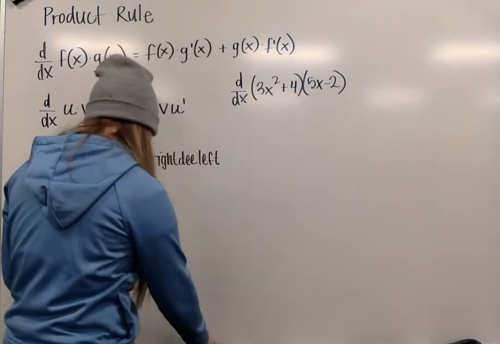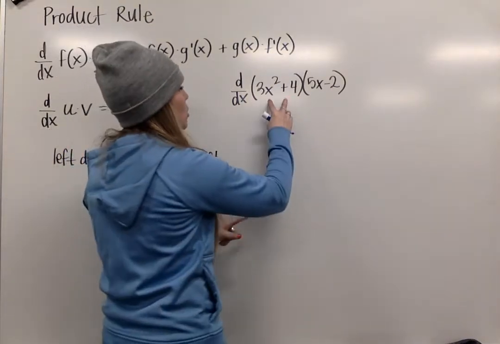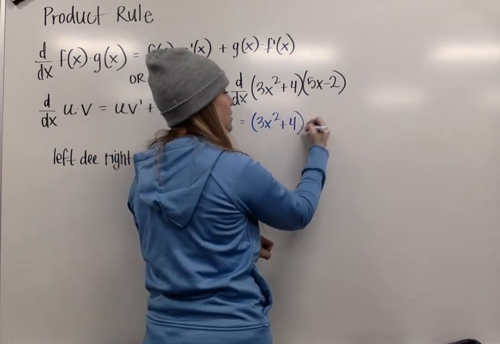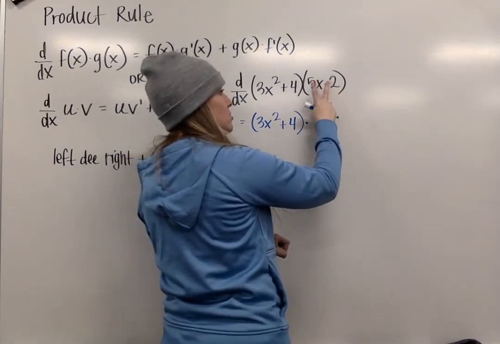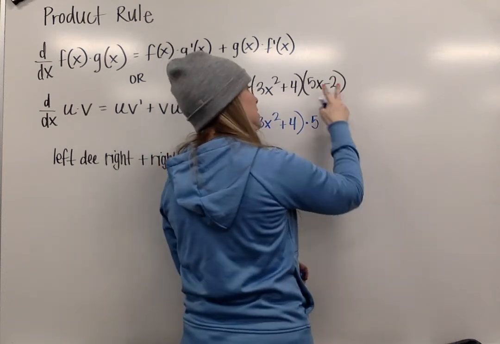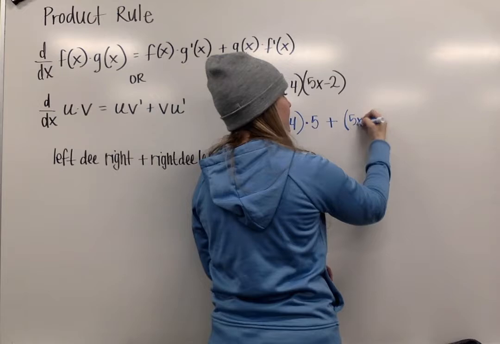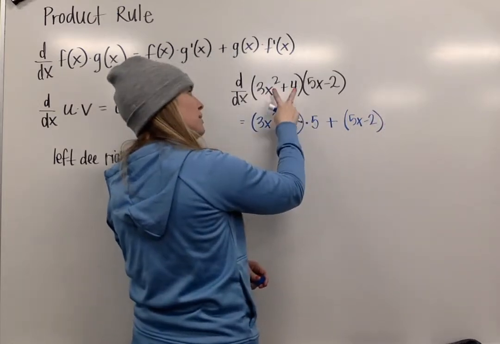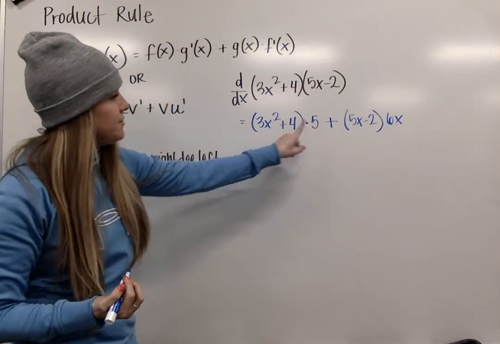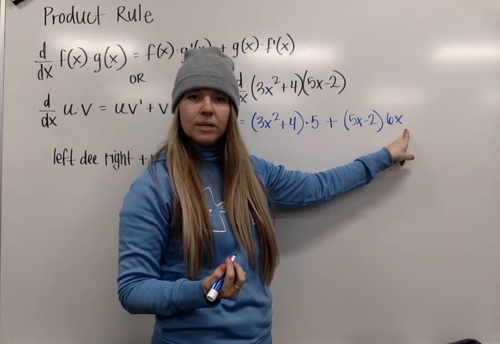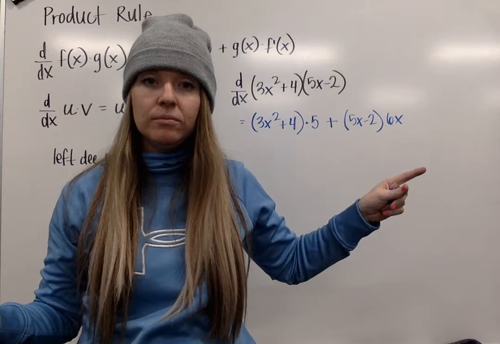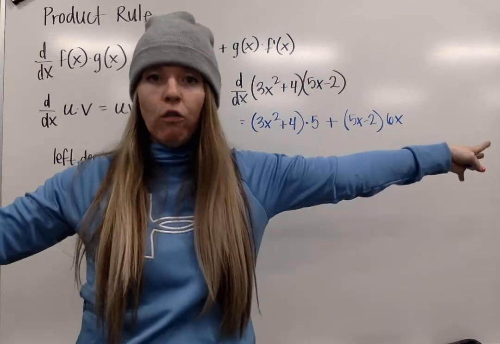Okay? So I'm going to go ahead and use the product rule here, which is left d right. My left function is 3x squared plus 4, times the derivative of the right. The derivative of 5x minus 2 is 5. Plus my right function, which is 5x minus 2, times the derivative of the left, which is 6x. So left d right plus right d left. If the question had just said take the derivative, I'm done. I took the derivative. That's it. Left d right plus right d left.